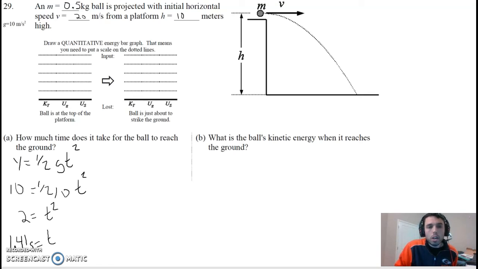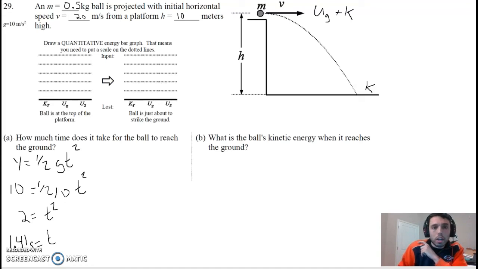Okay, well, for this problem, we're going to think about the change in energy again, right? What kind of energy do we have at the top? We have gravitational potential, and we have kinetic because the ball has an initial speed. But by the time we get to the bottom, all the energy has been converted into kinetic energy, right? So we're going to say, okay, well, how much energy was at the top?